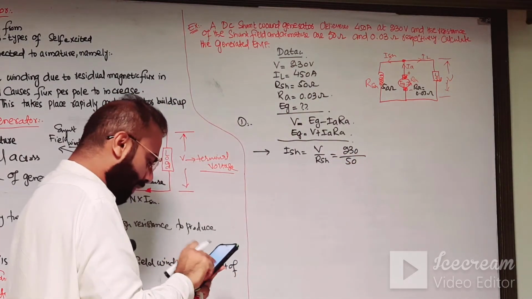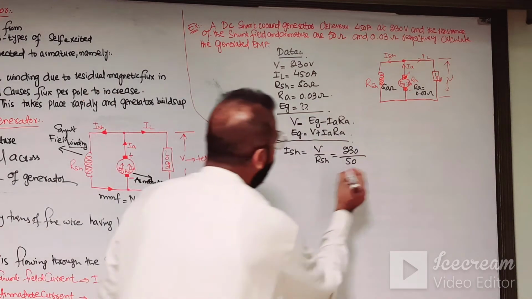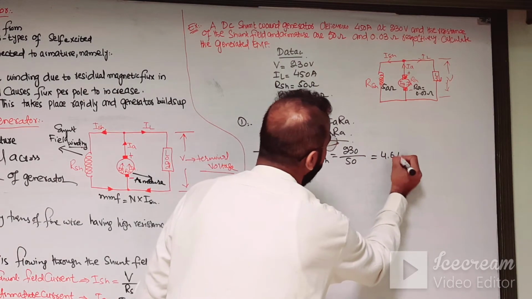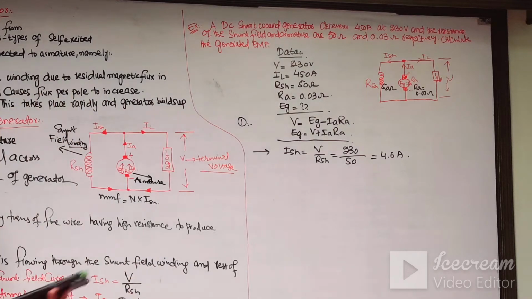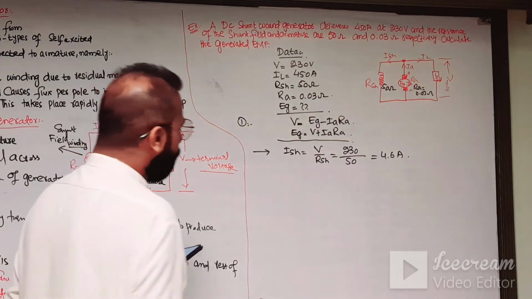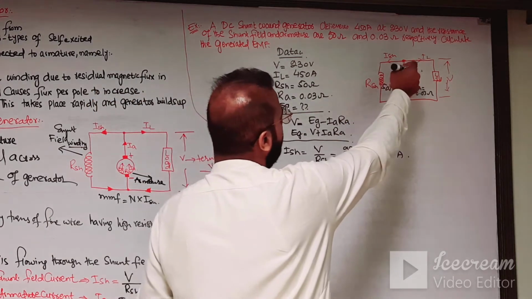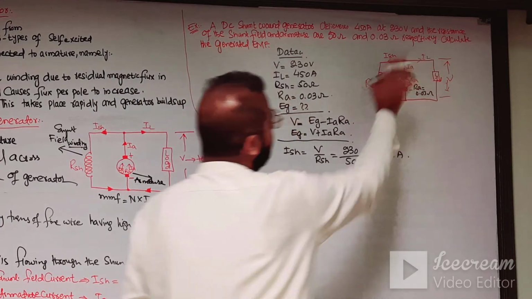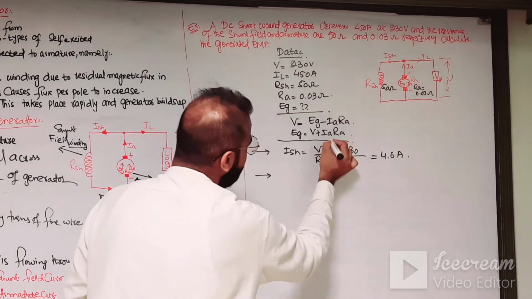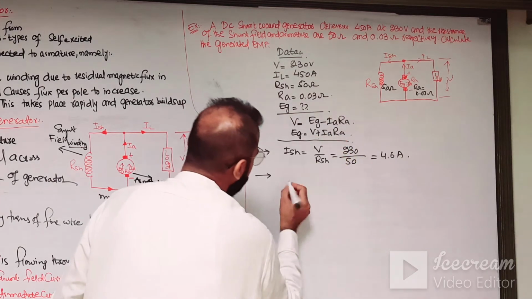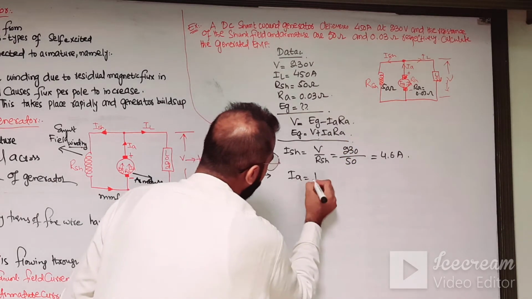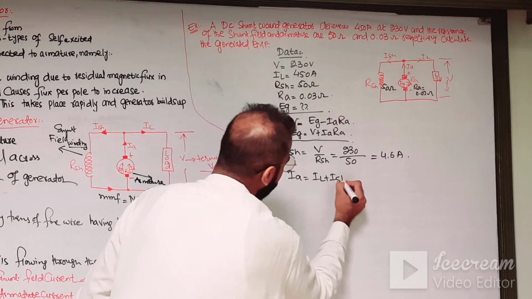So 230 divided by 50 is 4.6 ampere, which is the shunt field current. In the case of the DC shunt wound generator, the armature current is the sum of IL plus I shunt. So we can easily find the armature current: IA is equal to IL plus I shunt.